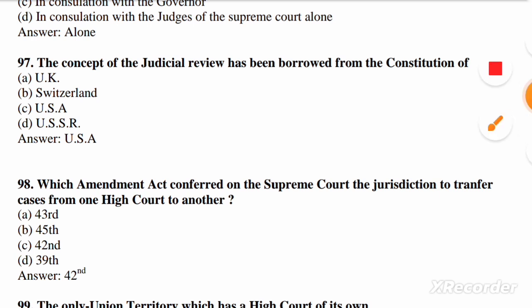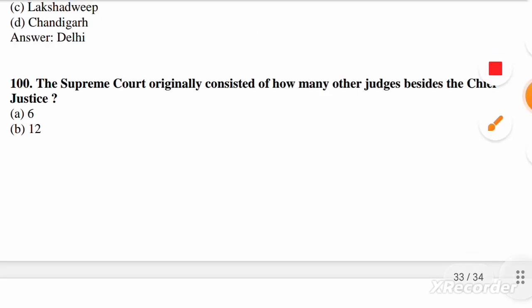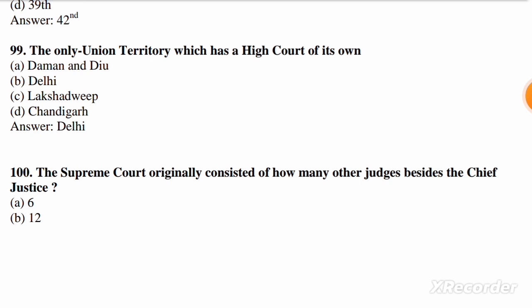Question number 99. The only union territory which has a high court of its own. Answer: Delhi. Option B. The only union territory which has a high court of its own is Delhi. 100. The Supreme Court originally consisted of how many other judges besides the Chief Justice? And the answer is option D, 7.